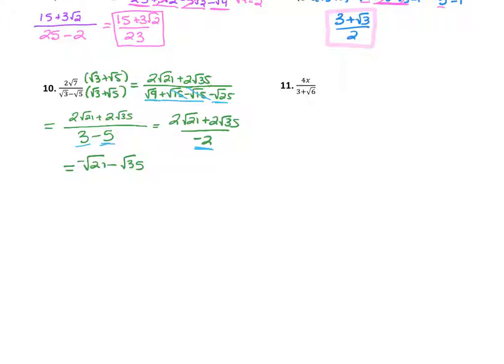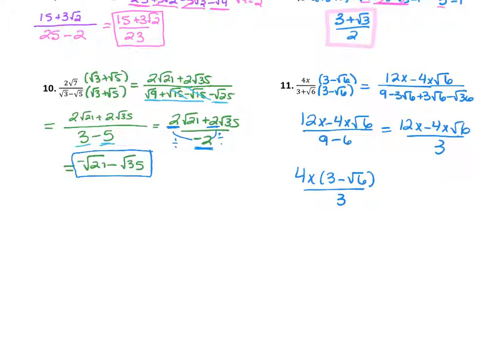Now, this is one more step that we need to talk about: simplifying. I have a 2 in front of my root 21, and a 2 in front of my root 35. Those are both divisible by negative 2. So I did 2 divided by negative 2 and 2 divided by negative 2, and that left me with negative root 21 minus root 35. So keep in mind, kind of like when we did quadratics, if all 3 of those values can be simplified, we've got to make sure that we're doing that.